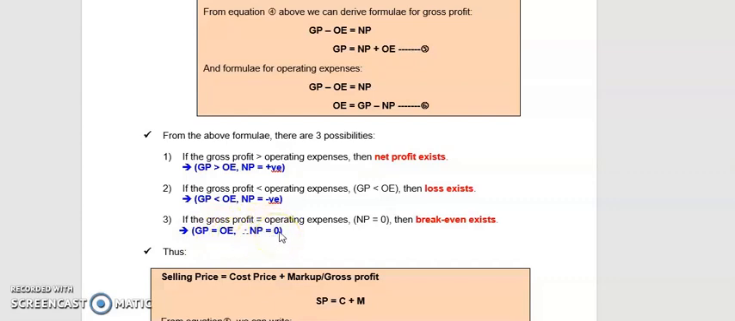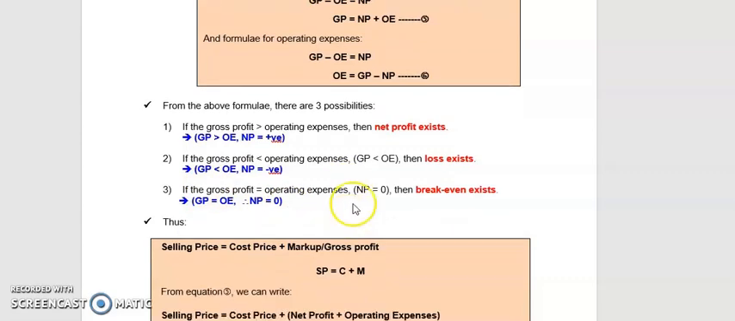You will gain nothing. Okay, for example, you earn gross profit of 500 ringgit. You also need to pay salaries of your workers for 500 ringgit. So that means your net profit is 0. So at this point, we call it break even. In Malay, we say that untung pun tidak, rugi pun tidak. Okay, so that is what is meant by break even point.